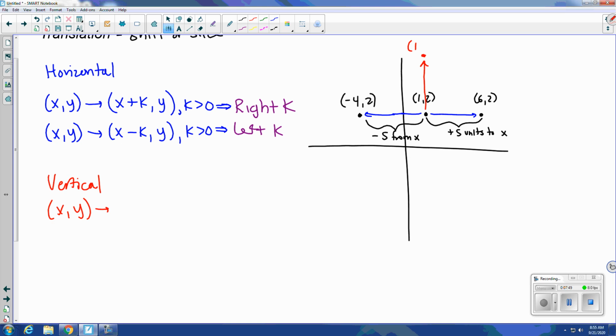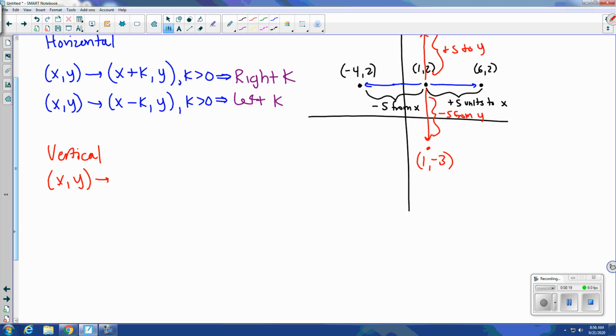And I went from 2, and say I want to go an additional 5, that would bring me up to 7. So again, what happened here? We added 5 to y. And I bet you can make the conclusion now, if you wanted to go down 5, that would be subtracting 5 from the y coordinate. Now where would that put us? At 1, -3.